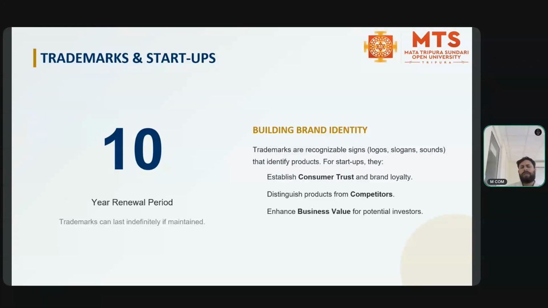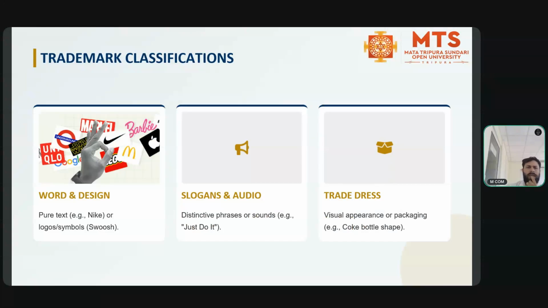The trademark distinguishes the product from competitors. It enhances business value for potential investors. So a trademark is not only a logo or slogan, but it also gives added value to the business. Trademark classification: word and design. Maybe word, maybe design, like text such as Nike, or a logo symbol like the swoosh.